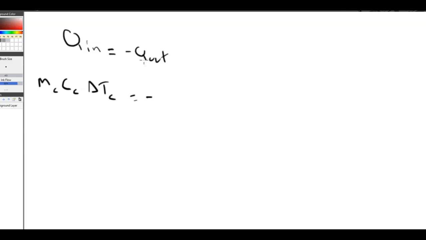And then on this side, Q out, heat is coming out of the hot water. Okay, so that's going to be m_h c_h delta T_h. Okay, so from here, all I have to do is plug in the values I'm given.